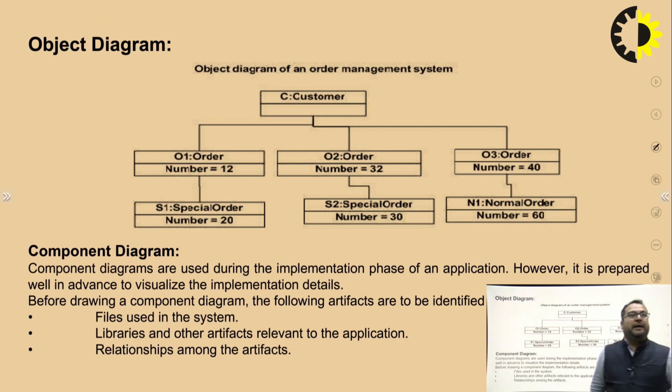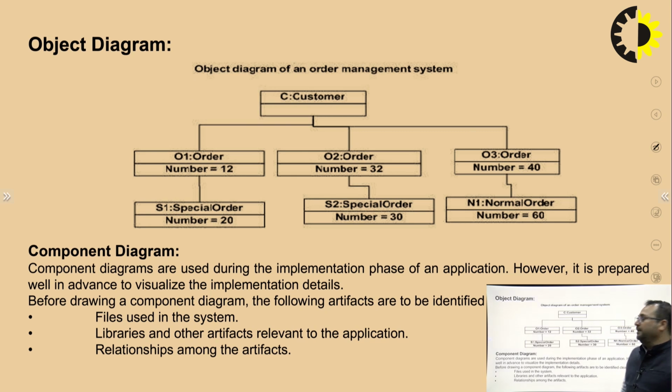Okay, next is the object diagram. Object diagrams are similar to a class diagram, but the difference is that we also show the instance, like the object. So this is the name of the class and this is the name of the object, followed by the colon. So object and class diagrams are both similar things. Next one is component diagrams.